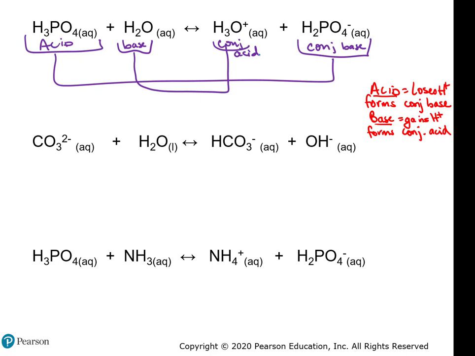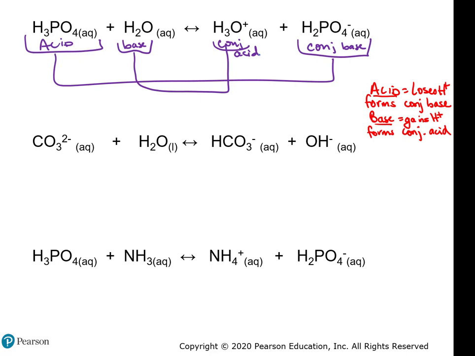And remember, the conjugate just means that they act as the acid or the base in the reverse reaction. So H3O plus will lose a hydrogen in the reverse reaction. H2PO4 minus will gain a hydrogen in the reverse reaction. So the conjugate acid and base are just the acid and base of the reverse reaction.